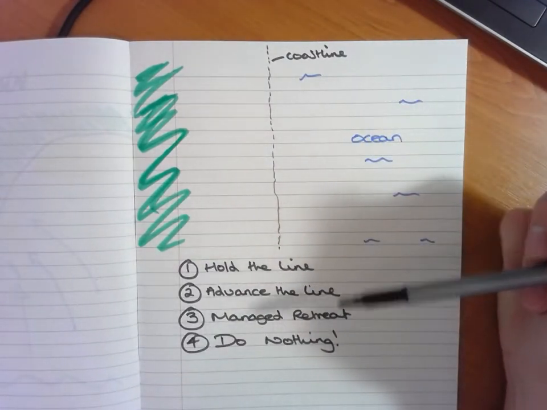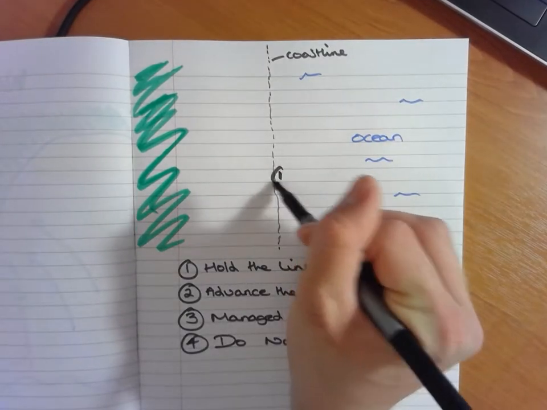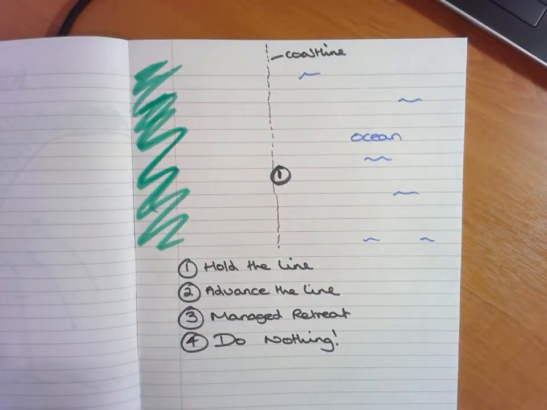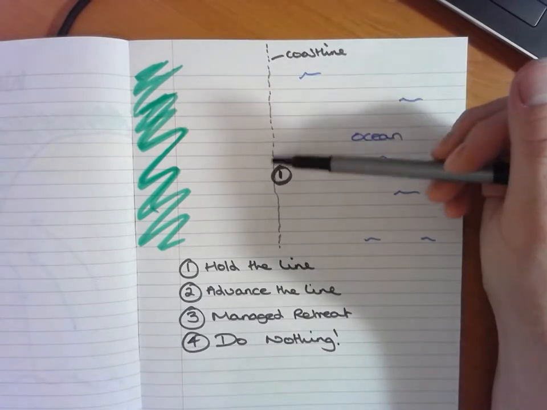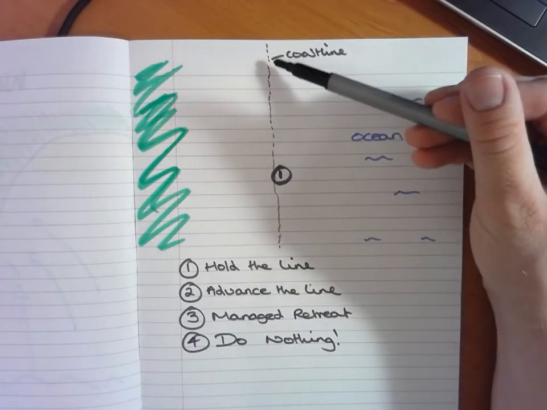Now, hold the line basically means that if you are looking at putting in coastal management strategies to protect the coastline, it could be a seawall, riprap, rock armour, gabions, groins, or including beach nourishments and other natural protection methods. Your aim is to hold the line. So your aim is to protect the line here where the coastline currently is. So that is hold the line. You are holding that line there.